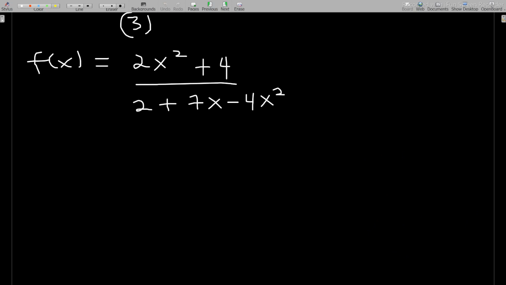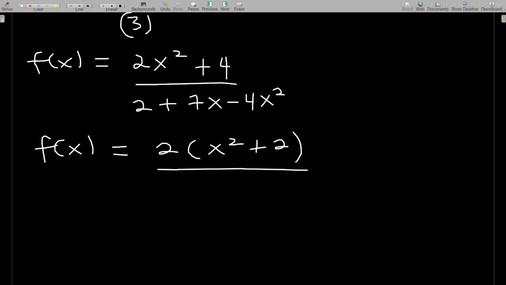Now let's move on to the next one, the third one, which we have: y equals (2x squared plus 4) over (2 plus 7x minus 4x squared). Okay, so with this, normally we try to factorize things. So f of x is equal to, with the top one I can factor 2 out and I have x squared plus 2. Then with the denominator, when I factorize it, it is x minus 2 multiplying 4x plus 1.